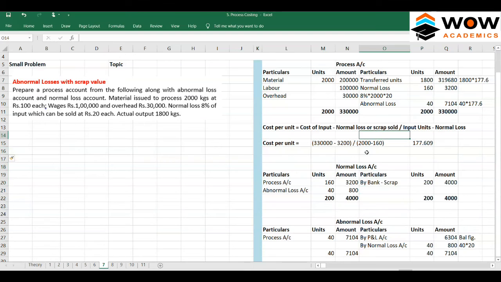So this is a lengthy problem. Even though the question seems very small, this is a lengthy problem. And if they ask you only the process account, it would be 5 marks. But if they give you these additional accounts, it could go to 8 marks or 10 marks. It depends upon the examination only. So we'll move on to the next sum.